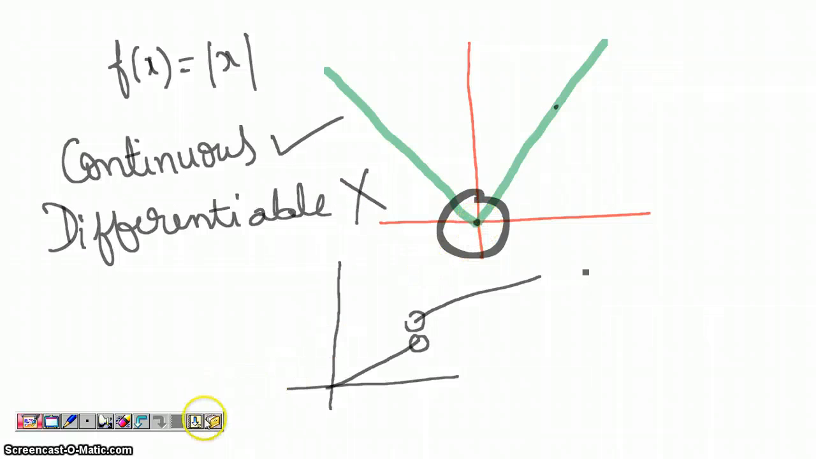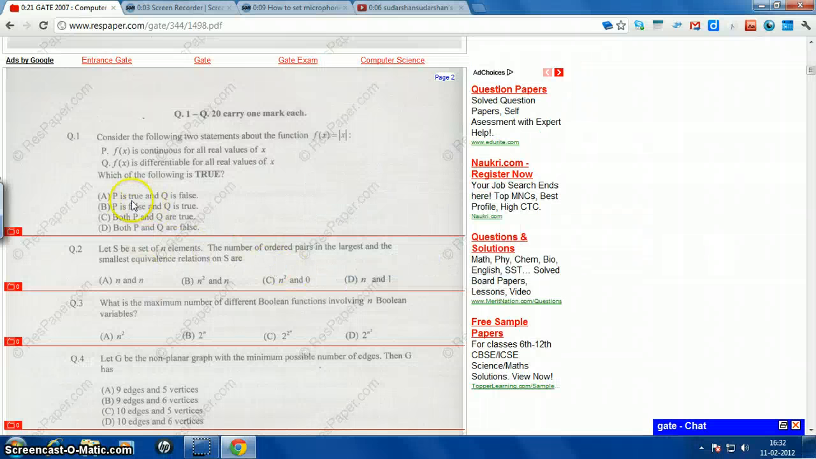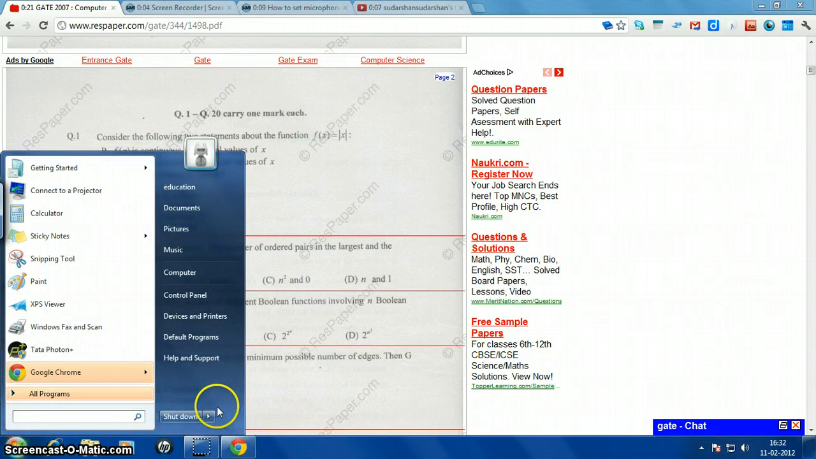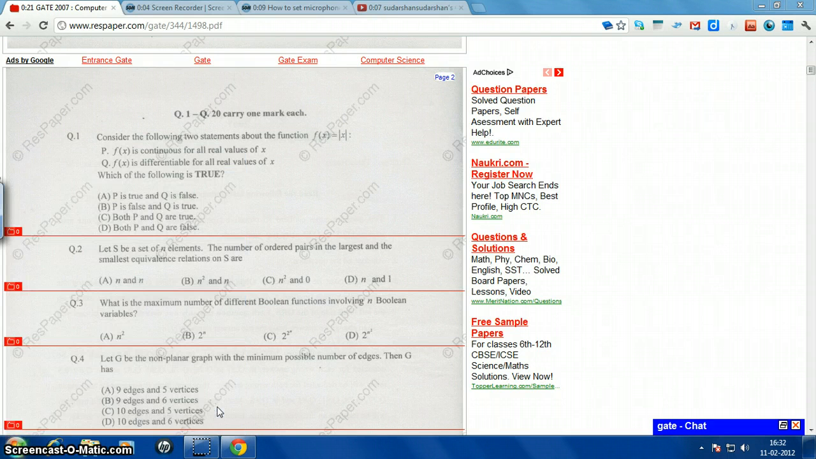Alright, so our answer for the question: it's of course continuous, but it's not differentiable. So the answer would be the following. f of x is continuous for all real values of x. That's right. But is f of x differentiable for all values of x? No. So P is true and Q is false. So the answer is A. Let me mark that down. So the answer is A.